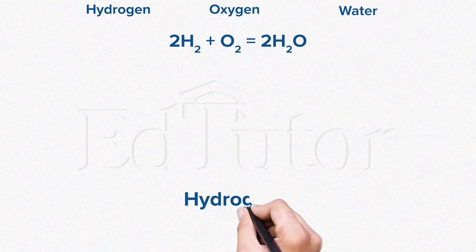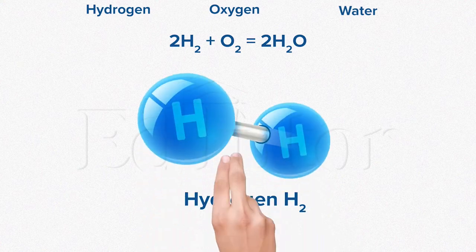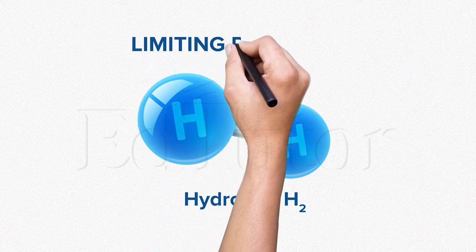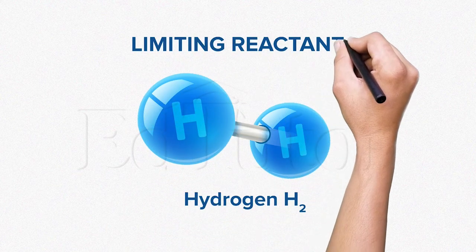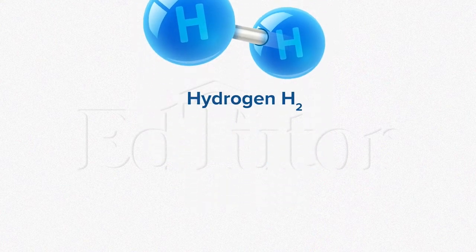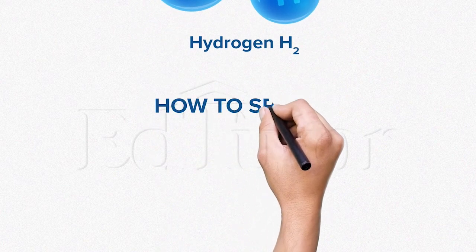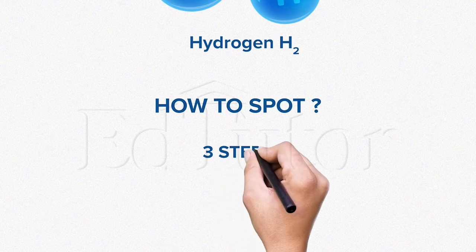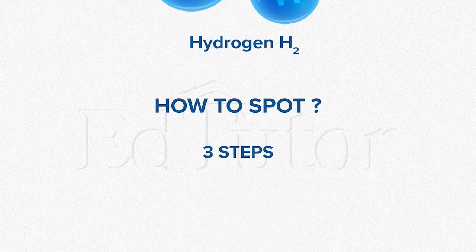Since hydrogen is present in a comparatively lesser quantity, which is 4 grams, only compared to the 32 grams of oxygen, hydrogen can be evidently labeled as the limiting reactant. Students, do you know how to identify a limiting reactant? Well, don't worry, it is pretty simple. There are 3 straightforward steps that you need to keep in mind to spot a limiting reactant.